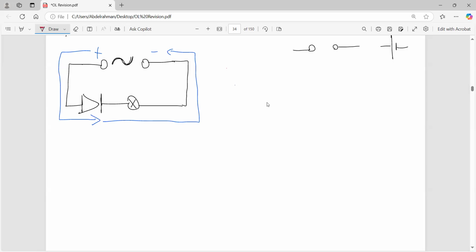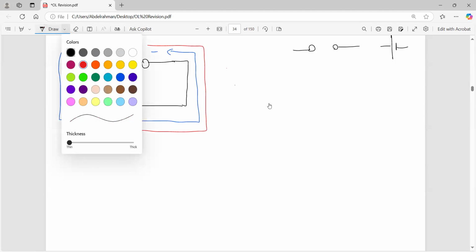What happens if the current is switched, which is alternating? As it moves, it will not be allowed. It will not pass through. It will be blocked. It will be zero in the second half of the cycle.